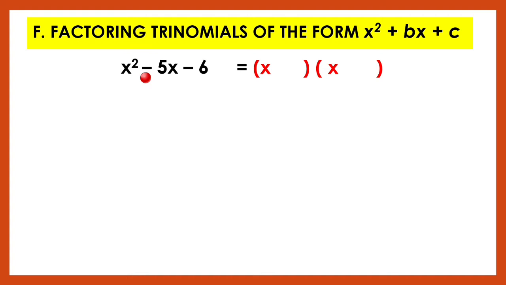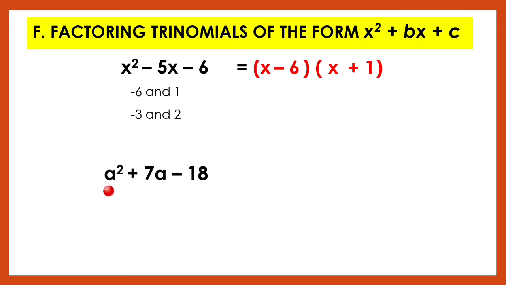Dahil negative yan, ibig sabihin yung mas mataas ang value, siya yung may negative. So, we have negative 6 and 1. And then, negative 3 and 2. Pipiliin natin dito yung may sum na negative 5. So, we have negative 6 plus 1 is negative 5. Negative 3 plus 2 is negative 1. So, ibig sabihin, negative 6 and 1 yung ating factors. So, we have x minus 6 times x plus 1. Ito yung factors ng x squared minus 5x minus 6.